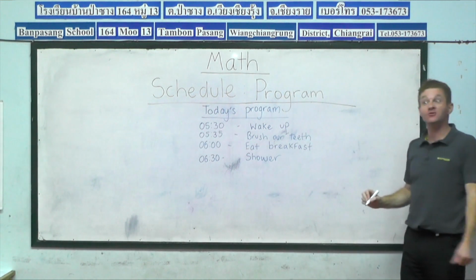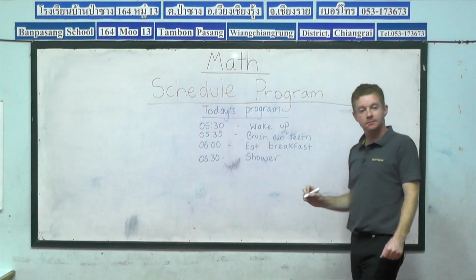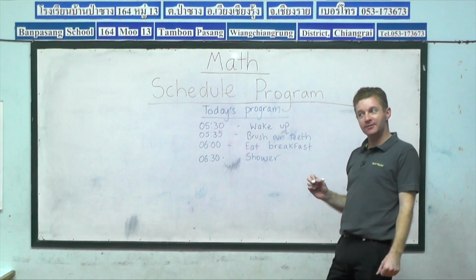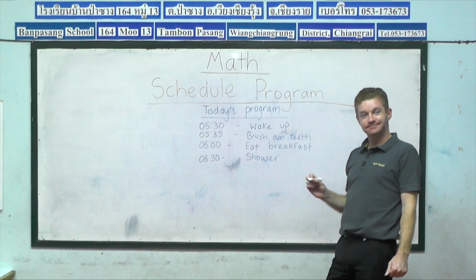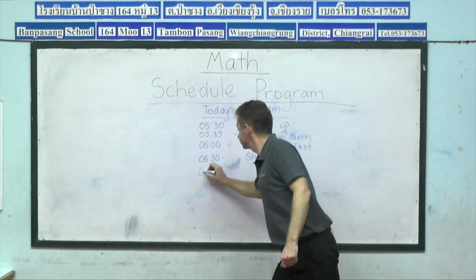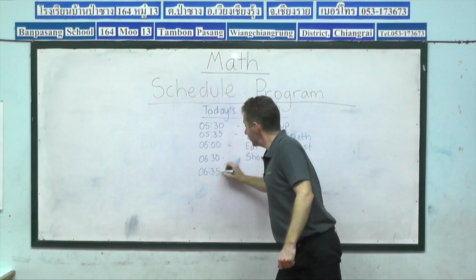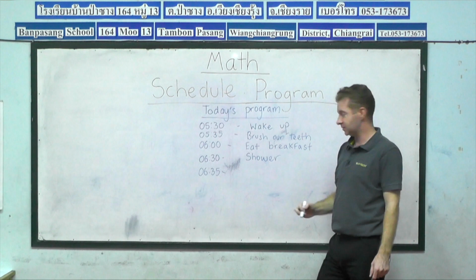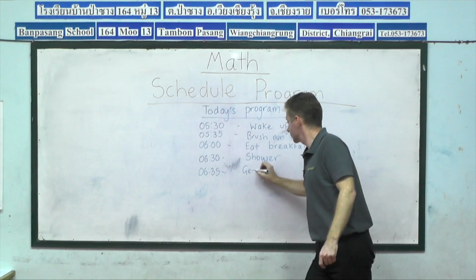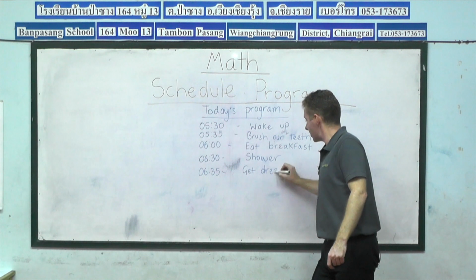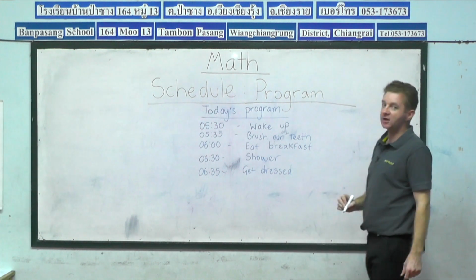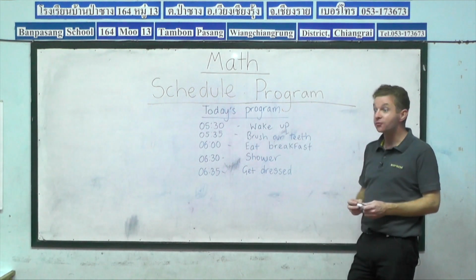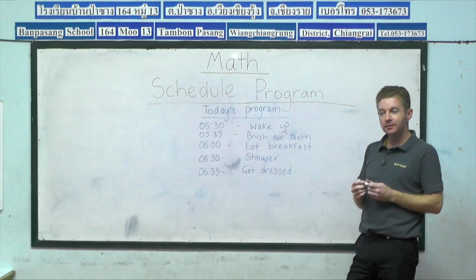Now then, after our shower, what do we do? Get dressed, correct. What time do we get dressed? 6:35. Excellent, guys. You're doing very well. You notice how all the times have to be after each other. So 6:35, get dressed. Okay, now we're showered and we're dressed, ready for school. What happens next? Go to school. And what time do we go to school? 7 o'clock.